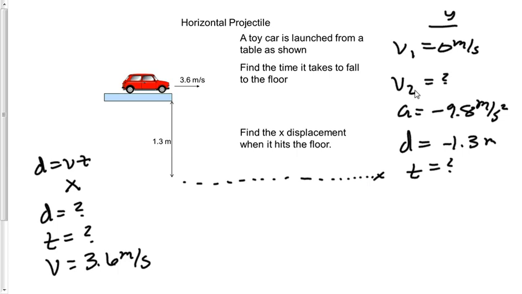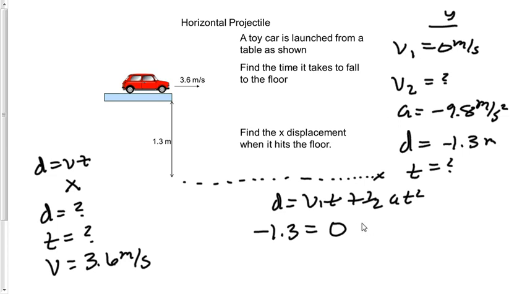We don't need velocity 2 in order to find time, so we choose our velocity 2 independent equation. That would be displacement equals v1t plus 1/2 at squared. We will now put in the information we know and solve for time. Negative 1.3 is equal to, this term becomes 0 because our beginning velocity is 0, plus 1/2 negative 9.8 t squared. We have a simple quadratic to solve for, and our time turns out to equal 0.52 seconds.